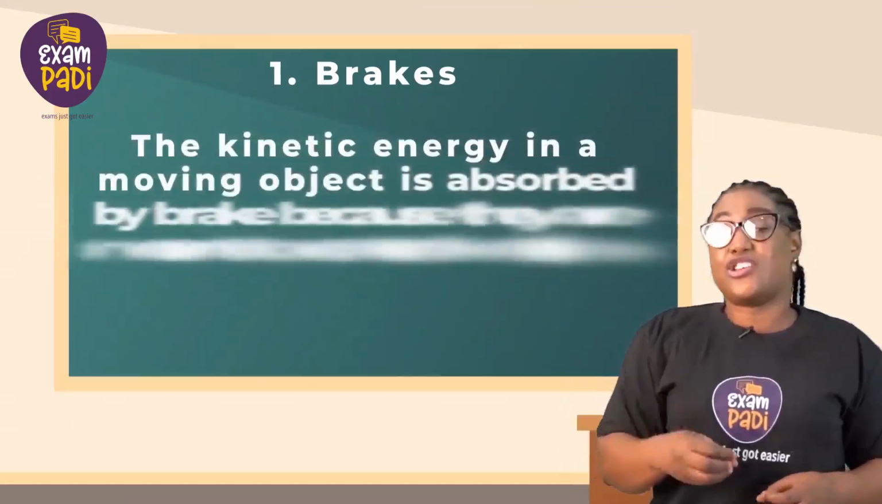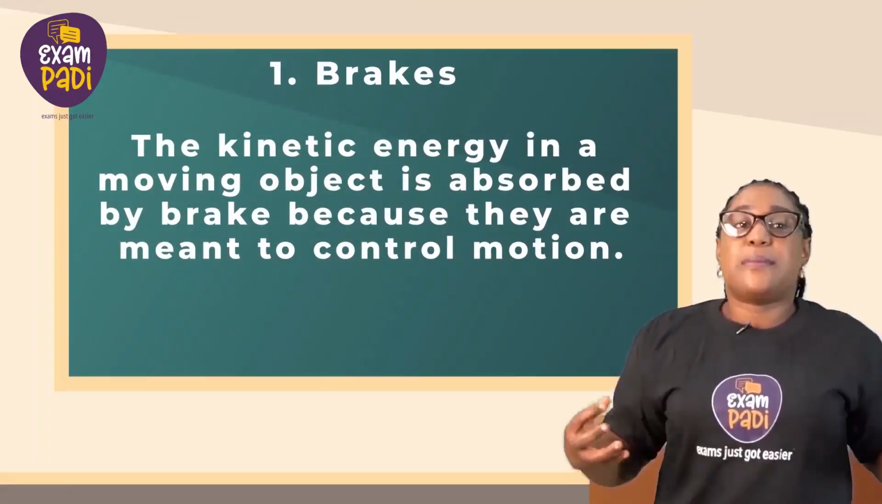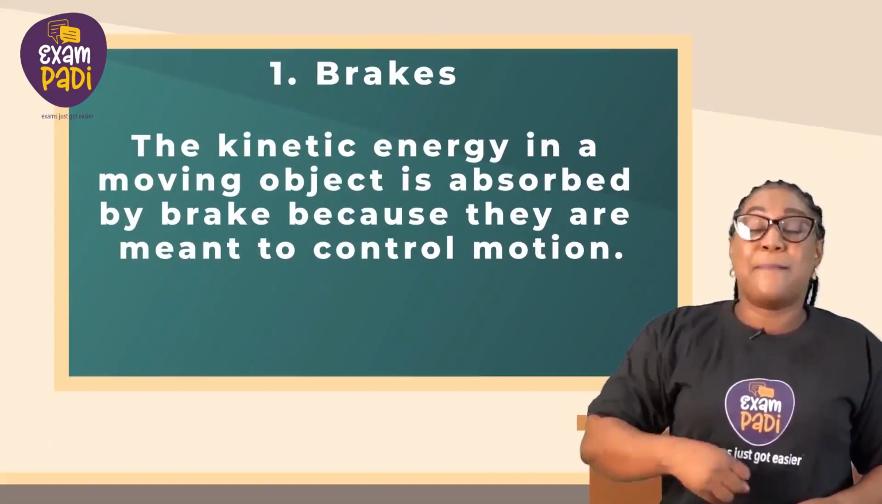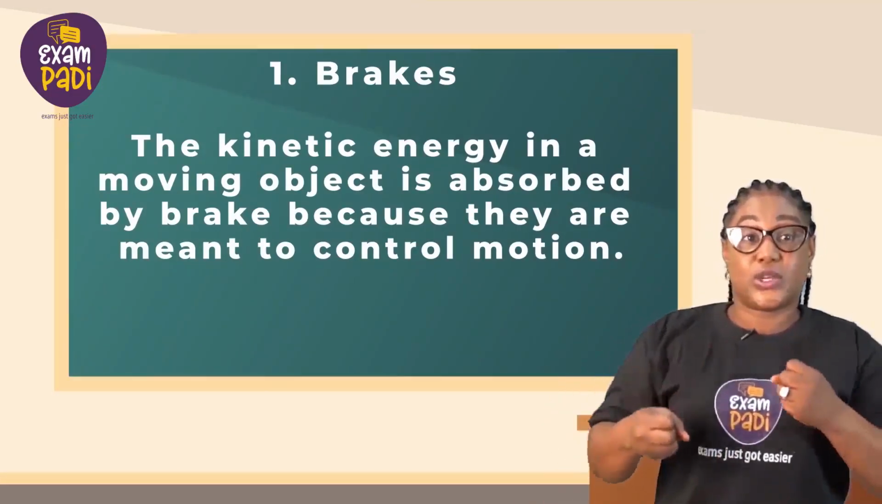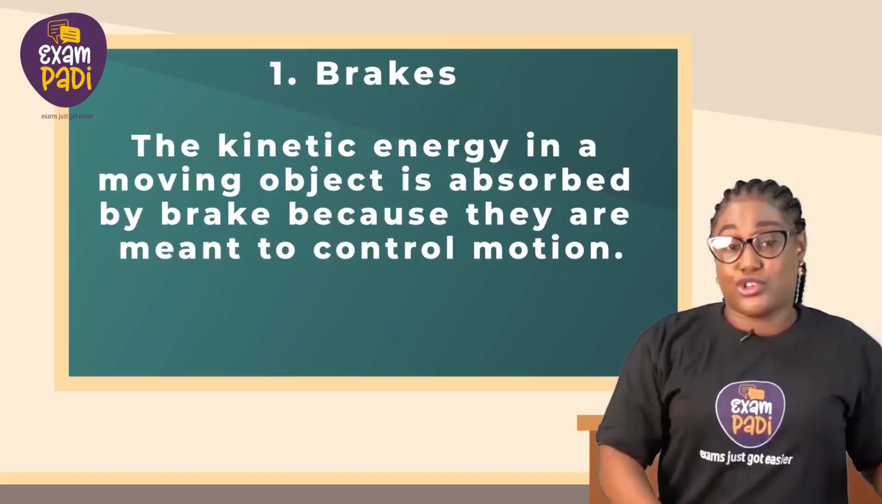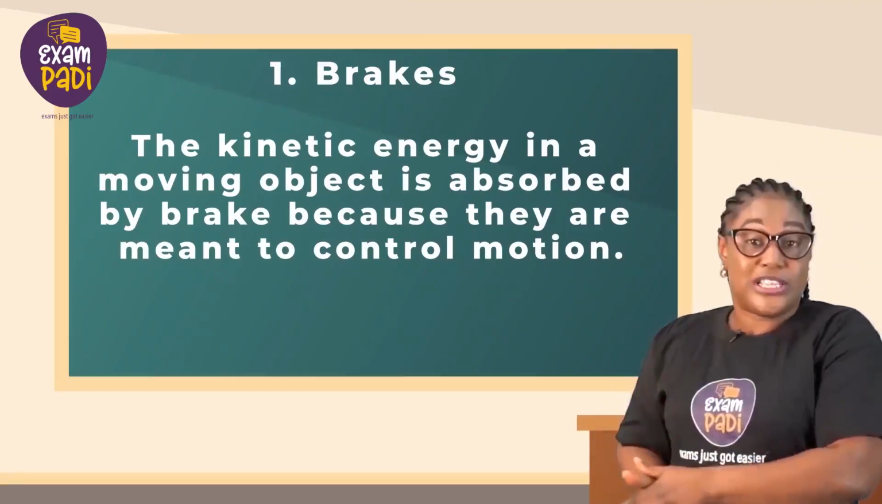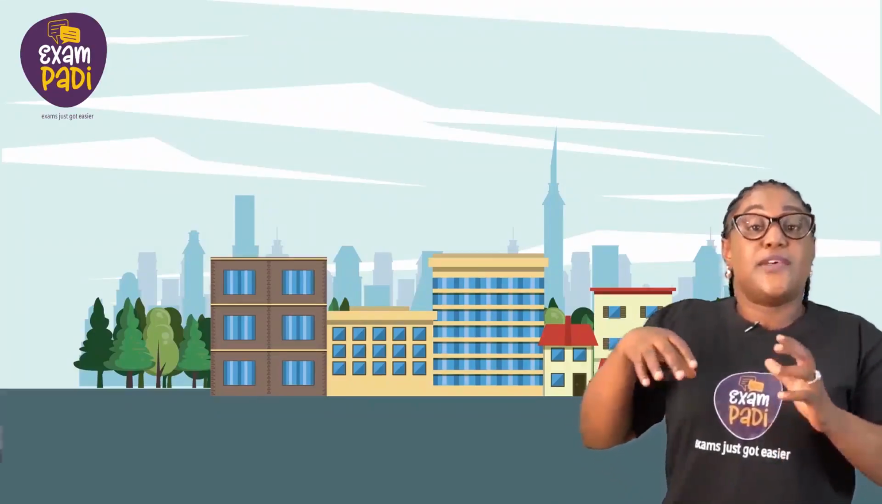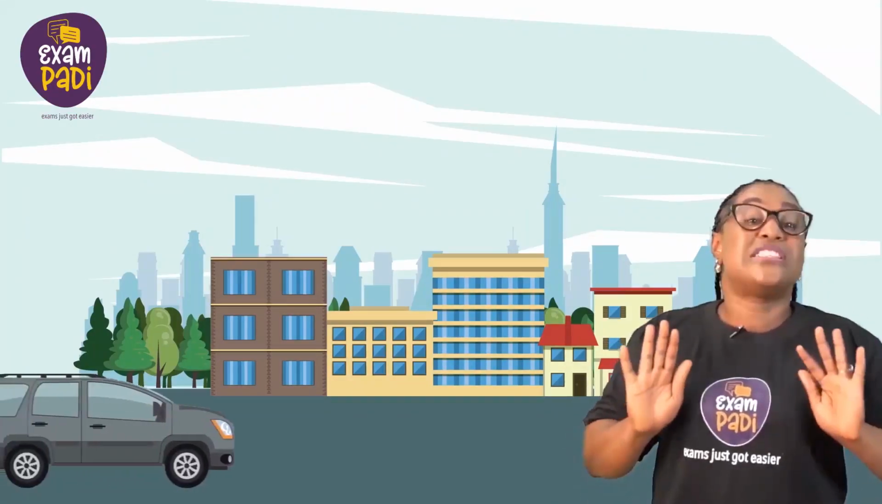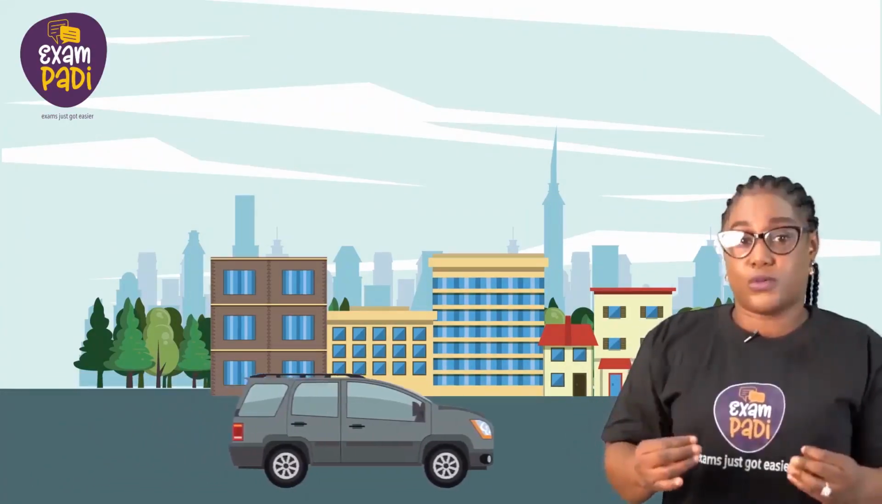The kinetic energy in a moving object is absorbed by brakes because they are meant to control motion. This produces heat on the brake as the kinetic energy is converted into potential energy. As the brake absorbs it, the vehicle slows down until it finally comes to a halt.